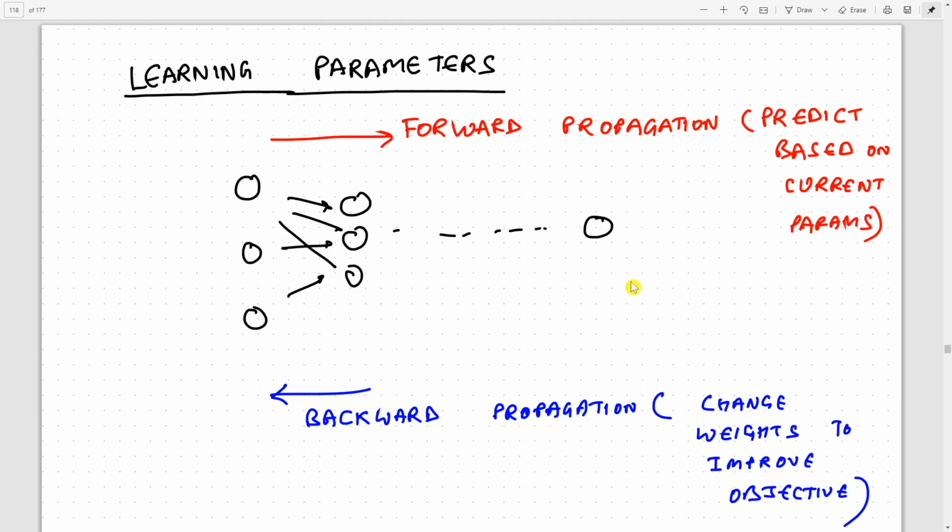And now we come to the discussion on learning parameters for neural networks. We have previously seen that using forward propagation we are trying to predict based on the current set of parameters. You have some weight values, some weight matrices, and based on that you're trying to make a prediction y hat. But as we've seen earlier in linear regression, when we applied gradient descent there, we have to change the weights in order to improve the objective. So that's the whole premise of how gradient descent based approaches work.